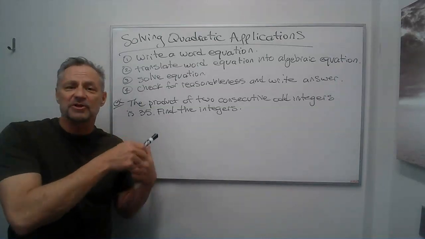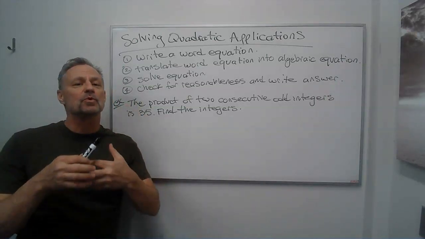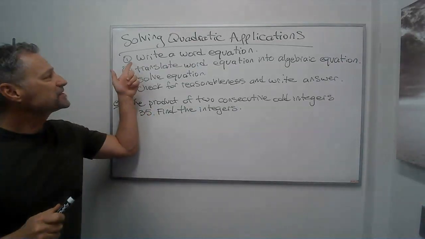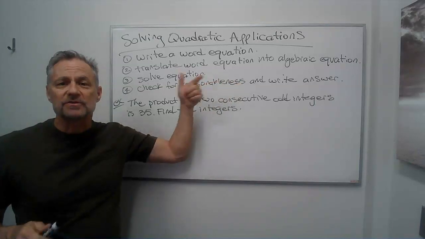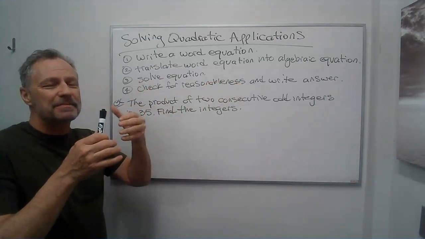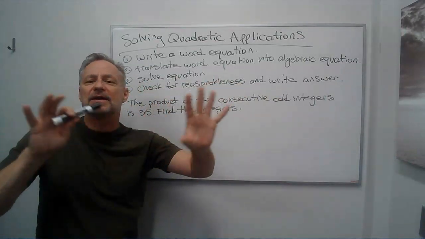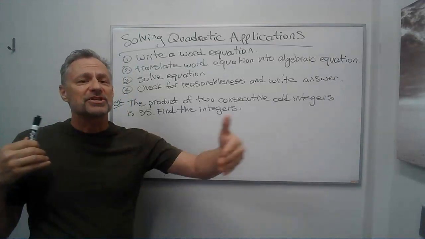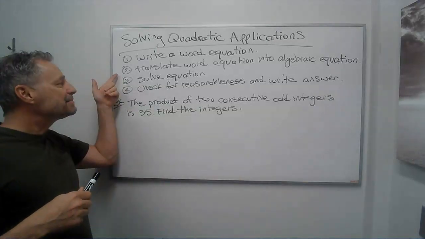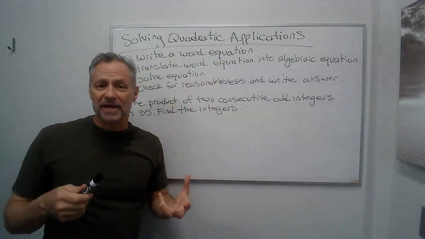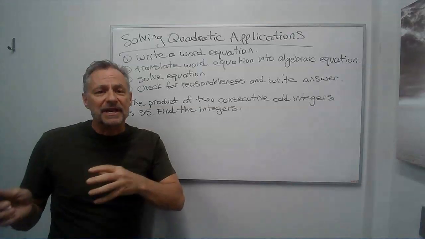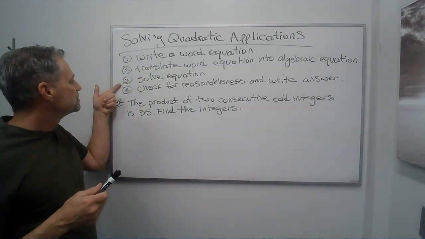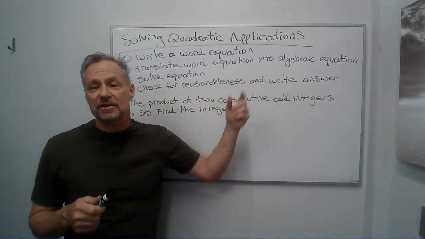Now, I'm specifically doing quadratics here, but the steps will work for pretty much any type of application that you have. So the first thing, I want to write a word equation. I'm going to read the problem, understand it, and just write it out in words. But I'm not worried about numbers at this point. Numbers might confuse me. I'm just going to write a word equation. Then I'm going to translate the word equation into an algebraic equation. That's where I'm going to put in the numbers and any variables. And then I'll solve the equation. And then I'm going to check for reasonableness and write my answer.